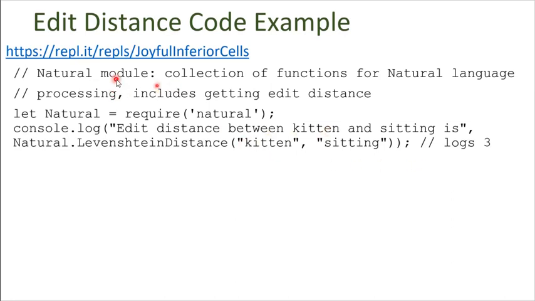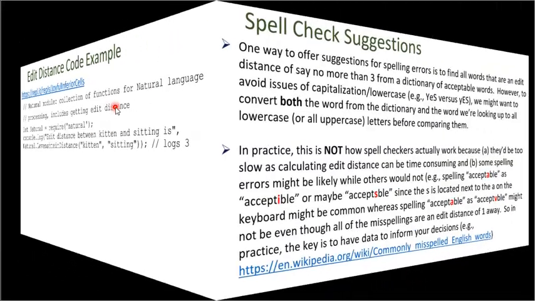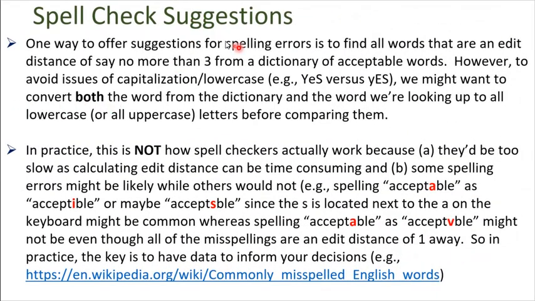So again, the natural module has more than just the Levenshtein distance. It has other functions as well, and that's for really natural language processing. Okay, so getting back to how we're going to use this for spell check.